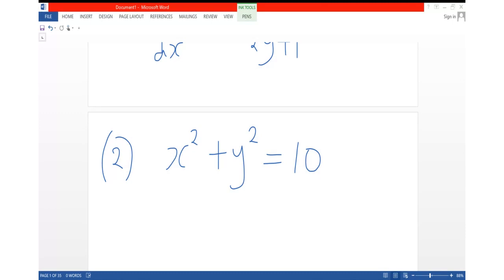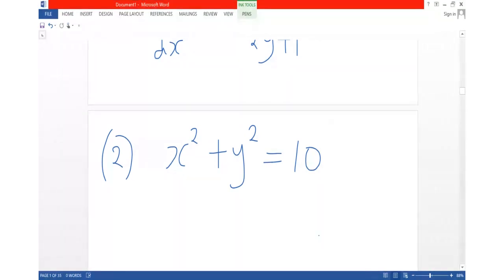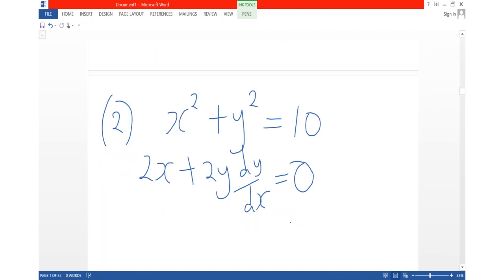So we do this one. Differentiate x squared the normal way, you'll get 2x, no problem. The power will come down, reduce the power by 1. Differentiate y, the power will come down, reduce the power by 1, but you multiply with a function of dy/dx. Differentiate 10, which is a constant, you get 0. Here there's no matter of factorization because there's only dy/dx.